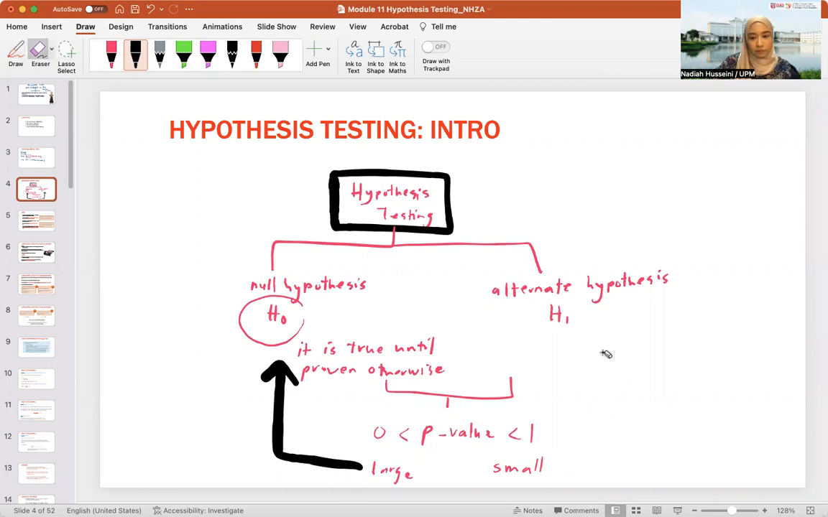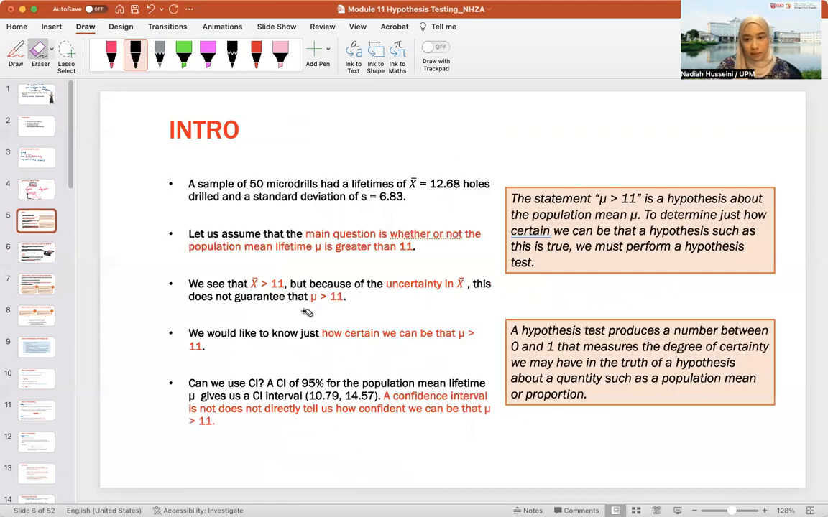I don't have to talk about H1. I can just talk about the null hypothesis. Small, I'm going to reject this. Large, I'm going to accept this. Because basically our null hypothesis is on trial. Okay, so let's take a look at an example for that. So this is all the wording. You can read this if what I said was too fast.